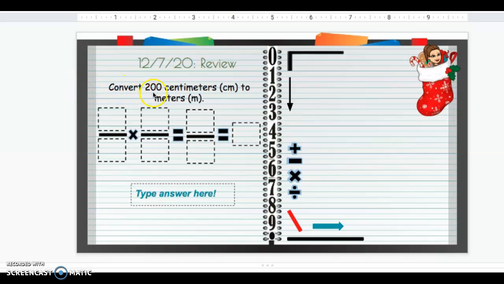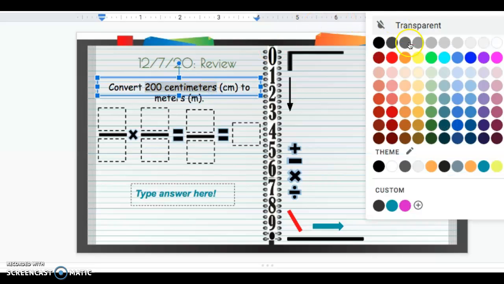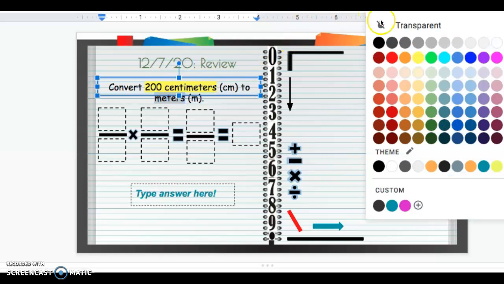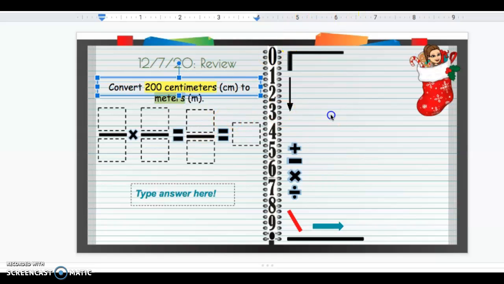All right, so we're going to convert 200 centimeters, which is cm is the abbreviation, to meters, which is m. Okay, so we know that 200 centimeters is what we're trying to change into or convert into meters. So what we know goes on top, 200 cm goes on top, and that goes over 1.